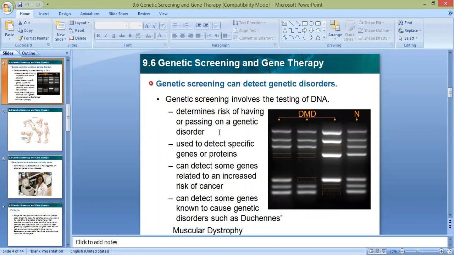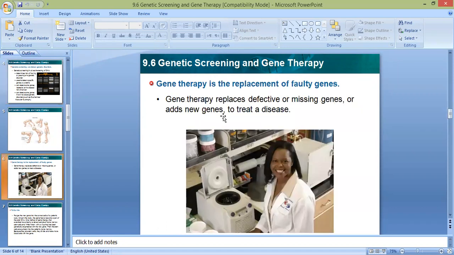Now, after genetic screening for certain genetic disorders, we can have some treatment with gene therapy. We can treat some disorders with something called gene therapy. How do we do medical treatment with medicines for certain diseases? Here, they can treat some genetic disorders by the gene itself. Gene therapy.